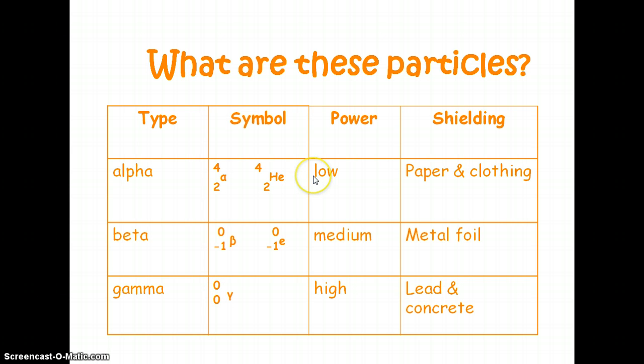Now they have different penetrating power. So basically it's talking about how far they can go into a substance. Alpha has very low power, beta has medium, and gamma has high power. And then we see that alpha can make it through paper and clothing. So you can hold up a piece of paper or some clothing and that will protect you from alpha particles. If you want to be protected from beta particles, you will need some sort of metal foil, be it aluminum foil, gold foil, some sort of a metal foil. And then for gamma, you need either lead or concrete to shield from those.